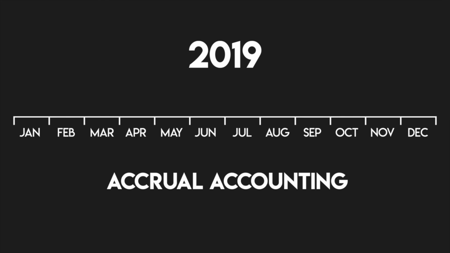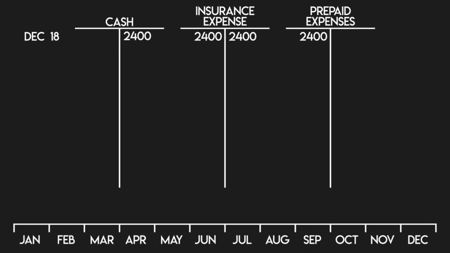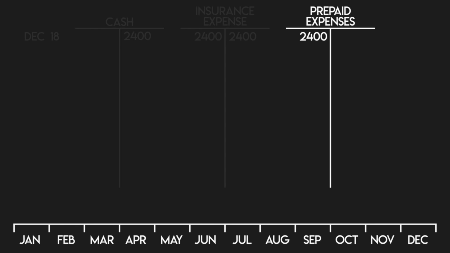In accrual accounting, expenses are recorded as they are incurred. So we need to release our prepaid expense from the balance sheet as we consume or get the benefit from our insurance policy. In January 2019, I've consumed 1/12 of the insurance coverage. 1/12 of $2,400 is $200. So the insurance expense that we need to recognize in our income statement is $200 for January 2019.